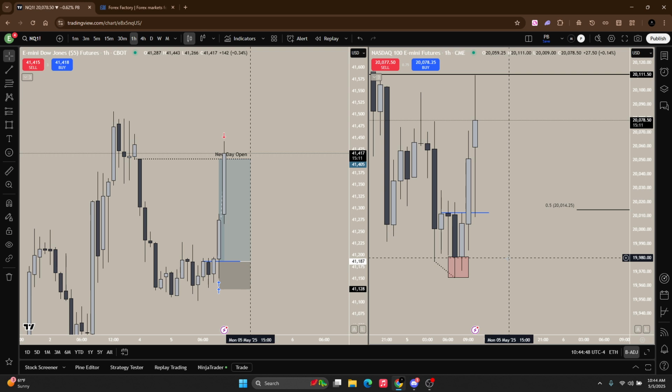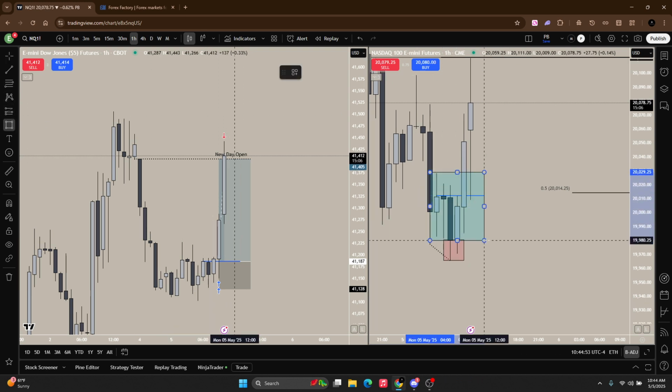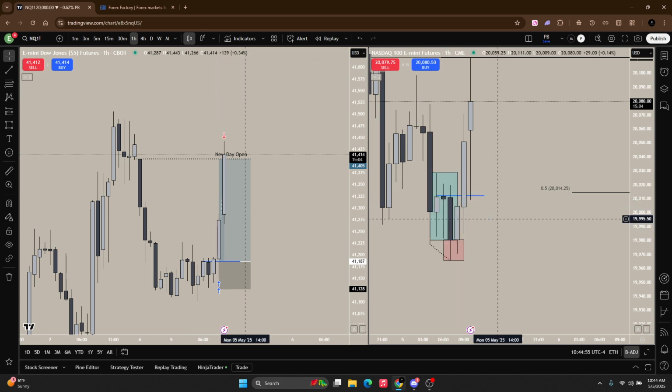But the reason why I took this, right? So what is this right here on the hourly? All of this is just accumulation, right? It's just consolidation.